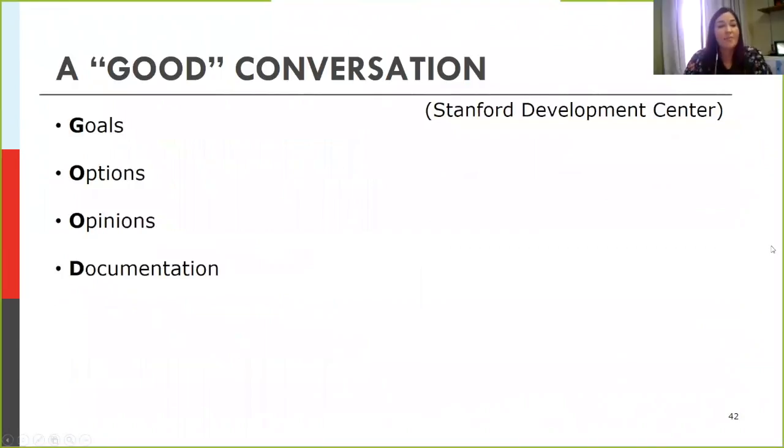I just want to wrap up by providing one potential model for how to have advanced care planning conversations. This is one with an acronym GOOD, so a good conversation, focusing on goals, focusing on options, focusing on opinions, and then documenting.